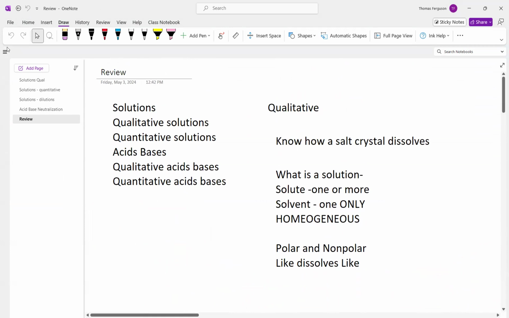Okay, this is what we're going to cover in Unit 5. There's a lot here. What is a solution? There's quantitative solutions and qualitative solutions. Acids and bases are solutions. So we're going to talk about what is an acid, what's a base, both qualitatively and quantitatively. Okay, so let's start with qualitative.